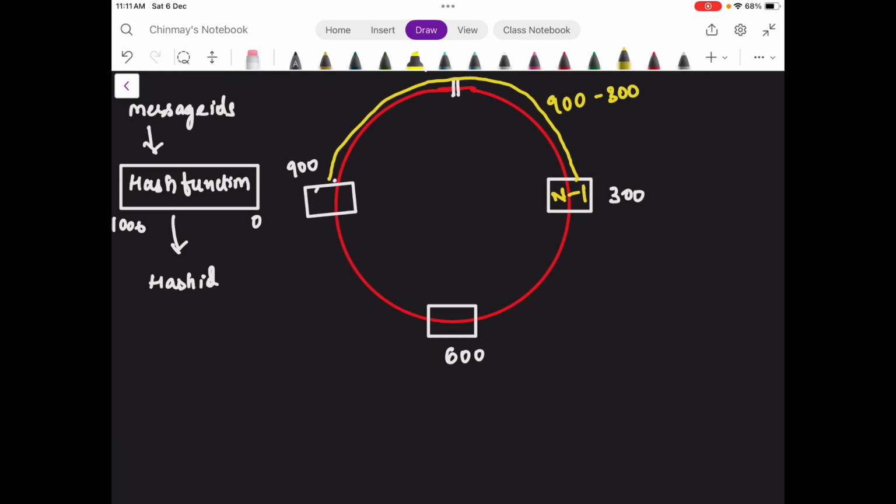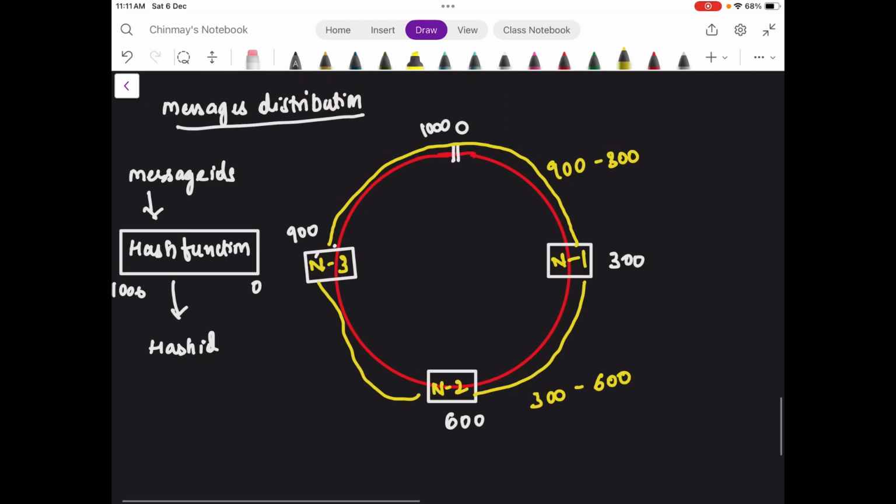Hash IDs between 300 and 600 will be distributed to node 2, and hash IDs between 600 and 900 will be placed on node 3. This is how consistent hashing works. Hash IDs between 900 and 300 are placed under node 1, 300 to 600 under node 2, and 600 to 900 under node 3.